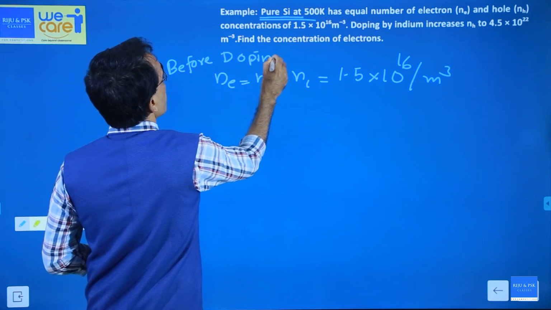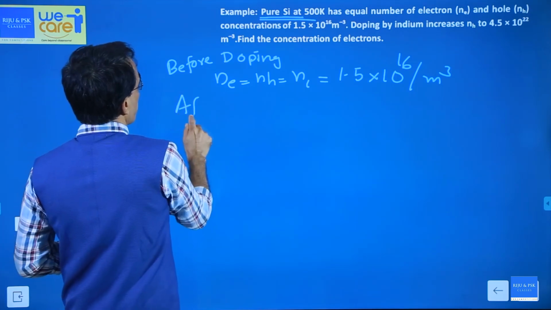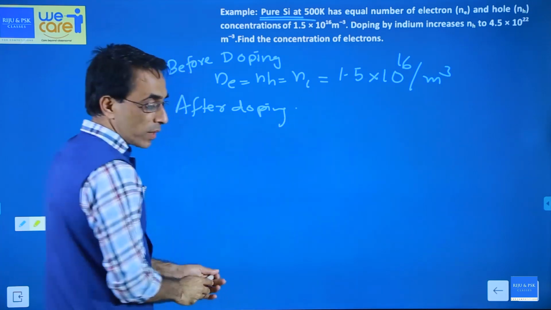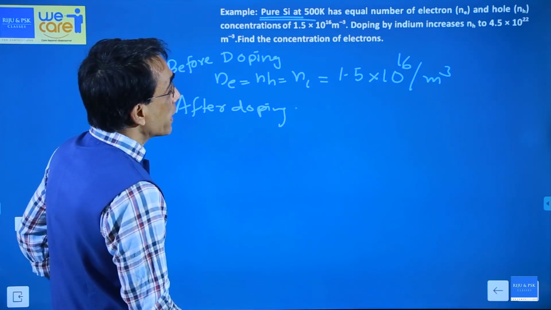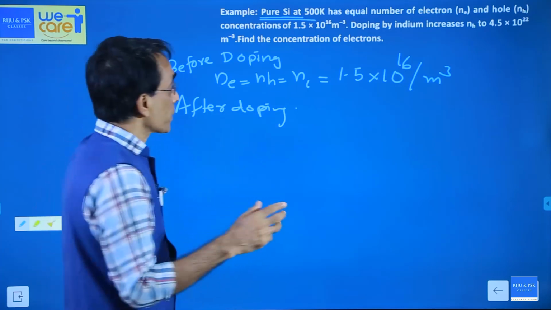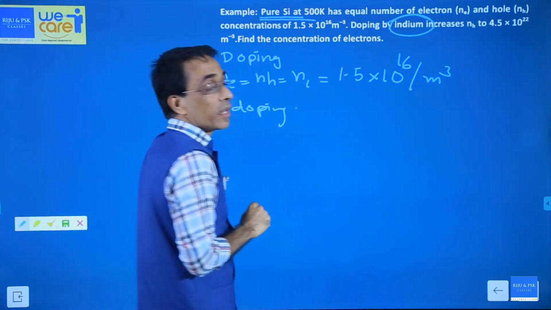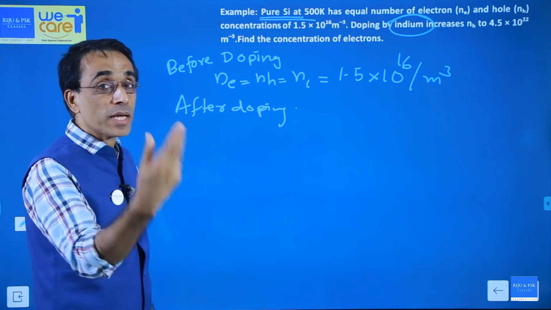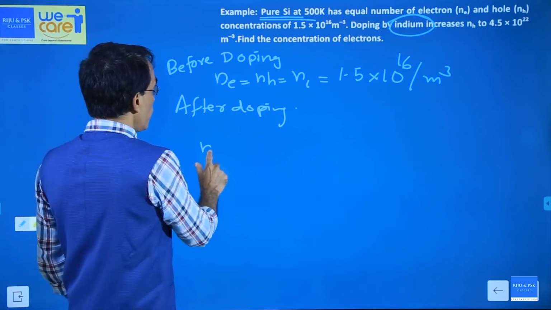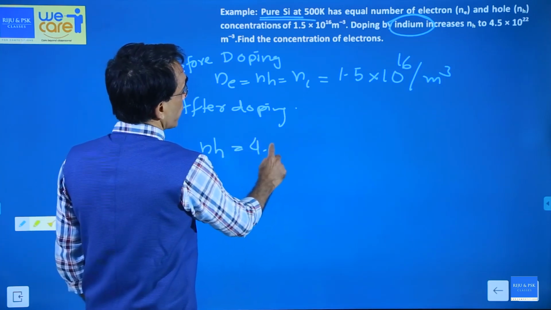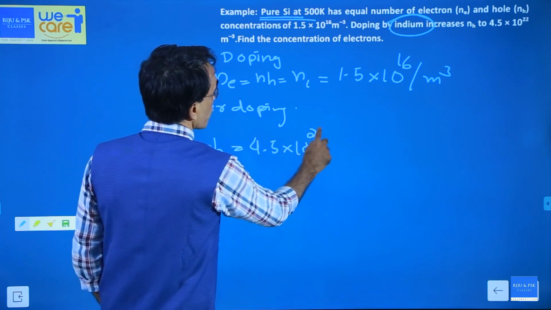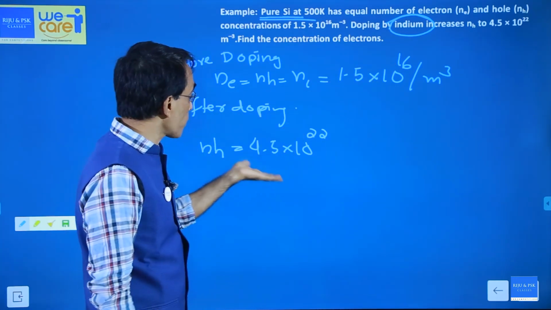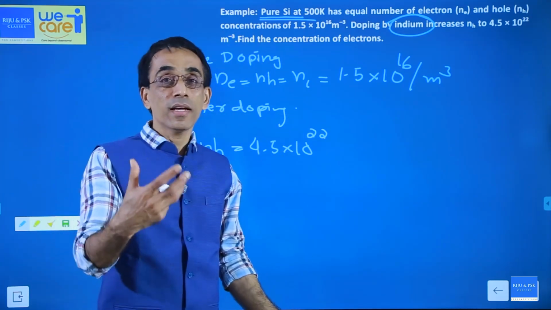So, what about after doping? After doping with indium. Indium means what material is that? Indium is trivalent, so this is a P type semiconductor. Nh increases. The new value of Nh is 4.5 into 10 to the power 22. See, it was 1.5 into 10 raised to 16. It increased to 4.5 into 10 raised to 22 because we added impurity.